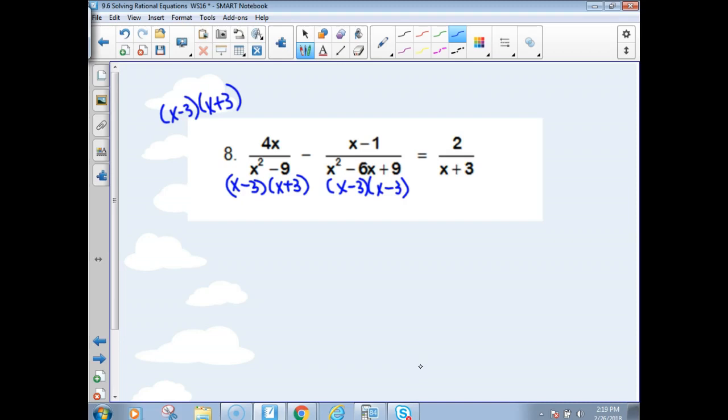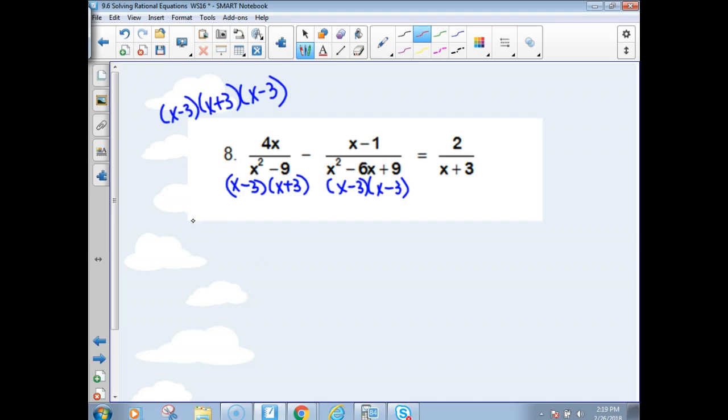So guess what? This is not enough LCD, because this one has 2x minus 3s. You have to have all of the first denominator and what's new or extra on the second. So I need another x minus 3. That's the LCD. Okay, so here's what we need to do.